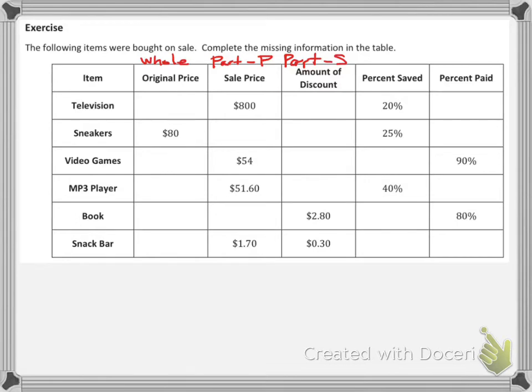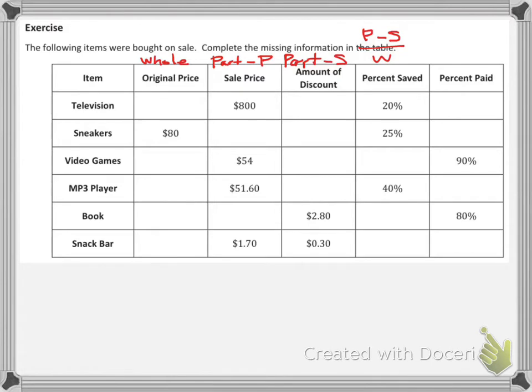Okay, let's talk about percent. Well, they kind of labeled it for us. A percent is a part and a whole. But what type of part, right? It's a part that we save. So I'm just going to make a note here. It's a part that we save over the whole.